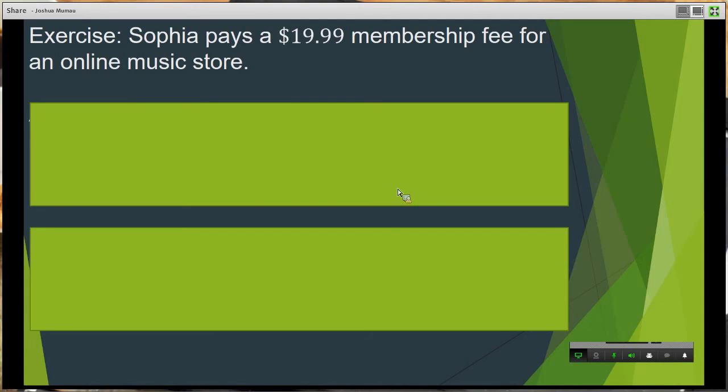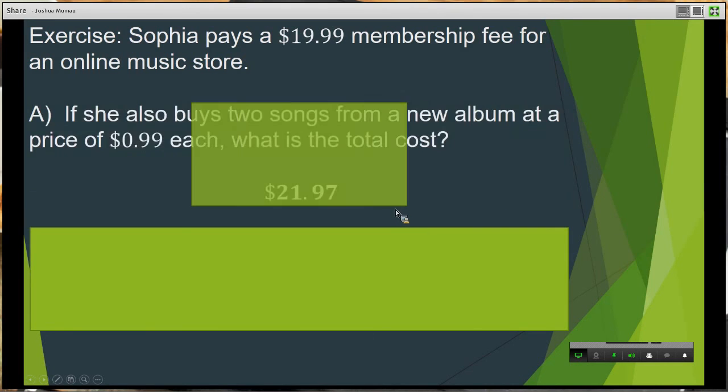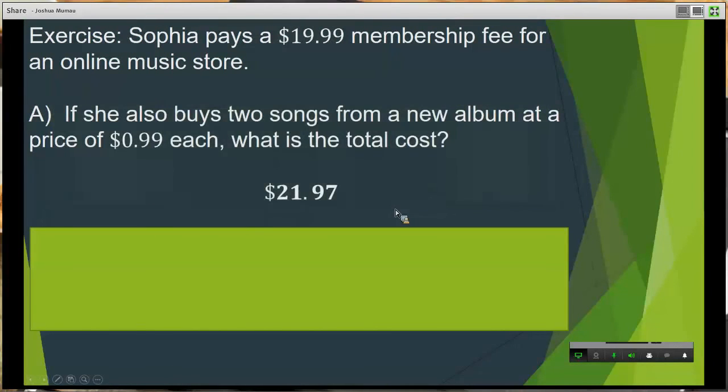Exercise. Sophia pays a $19.99 membership fee for an online music store. So first, for Part A, if she also buys 2 songs from a new album at a price of 99 cents each, what is the total cost? Well, the total cost is $21.97. How did we get that? Take the membership fee and add 2 songs to that cost. So $19.99 plus 99 cents plus 99 cents.